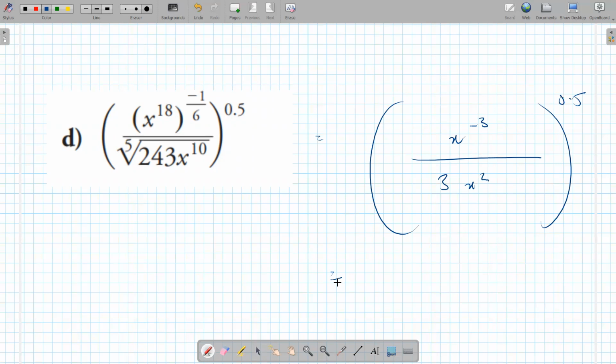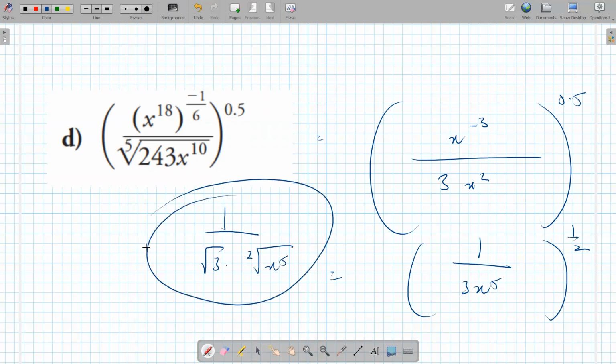Do we move the x to the 3 down or do we move the x squared up? The x to the 3 down. Right, so what do you get? You'll get x to the 5, yeah? Like that. Square root of this, you can't really do much with that. So that's going to be 1 over square root of 3 times the square root of x to the power 5, and that's going to be the final answer. And you're done with that.